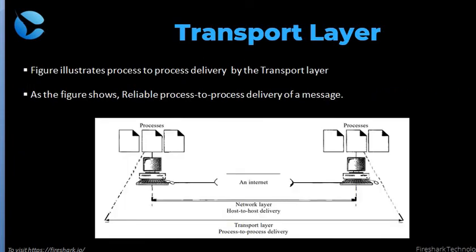So the figure illustrates process-to-process delivery by the transport layer. It shows how a reliable process-to-process delivery of the message takes place from the network layer to the transport layer, host-to-host delivery as well as the process-to-process delivery.